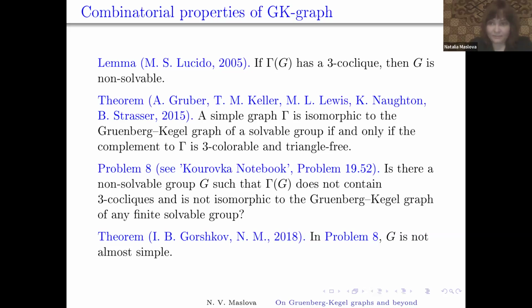And I have written to the Kourovka Notebook a problem. Is there a non-solvable group such that the graph of this group has three cliques, but is not isomorphic to the Gruenberg-Kegel graph of any solvable group? It means that the complement is not three-colorable. And if there exists an example of such a group, then this example cannot be an almost simple group, as me and Ilya Gorshkov proved.